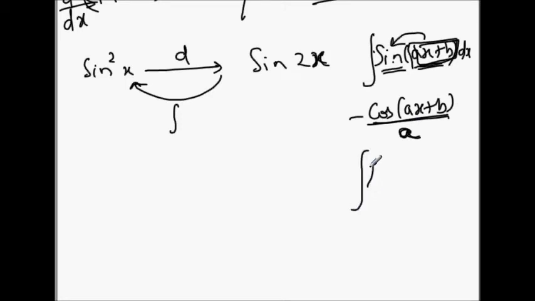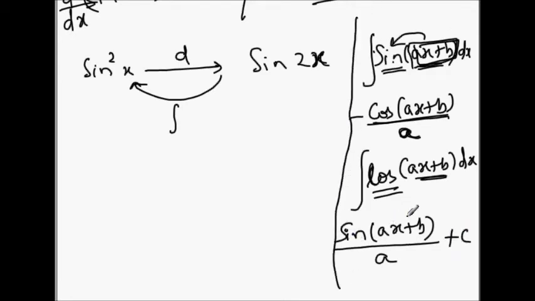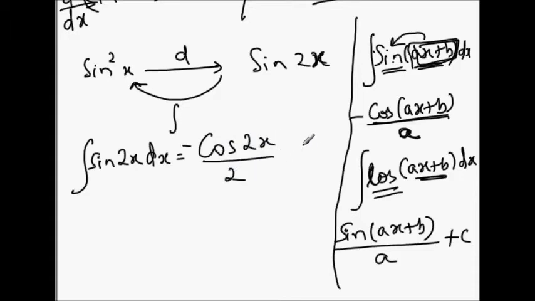Okay, so another example, say you have integral of cos of ax plus b dx. Cos on integration would be sine of ax plus b, and the derivative of ax plus b is a, that has to be divided, plus c. Okay, so this is how you integrate such functions where you have a linear function inside another function. So in that way, if you want to find the integral of sine of 2x, then this is minus cos of 2x divided by 2, plus c.